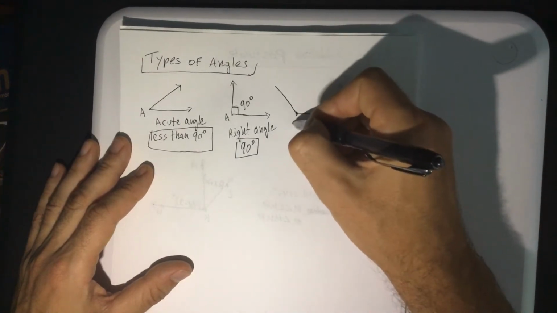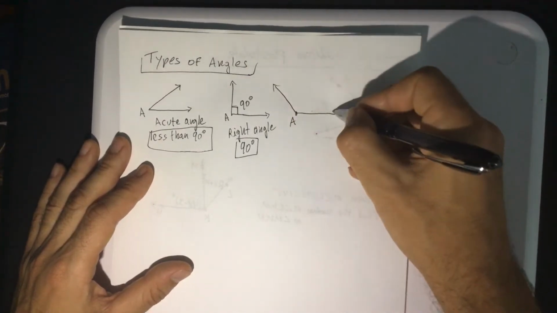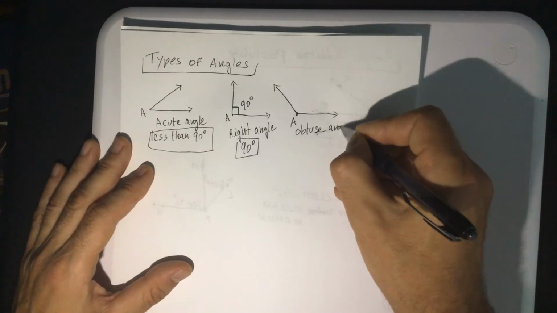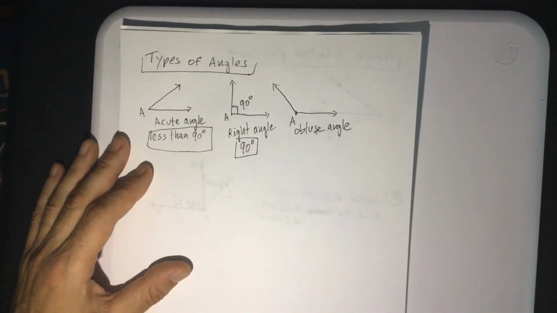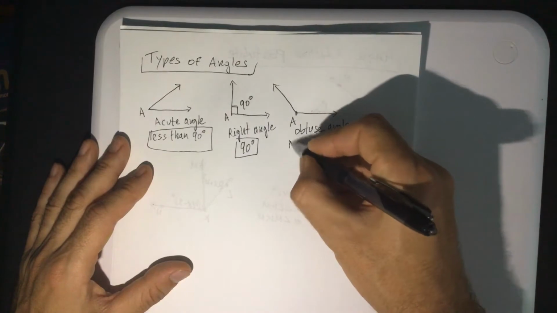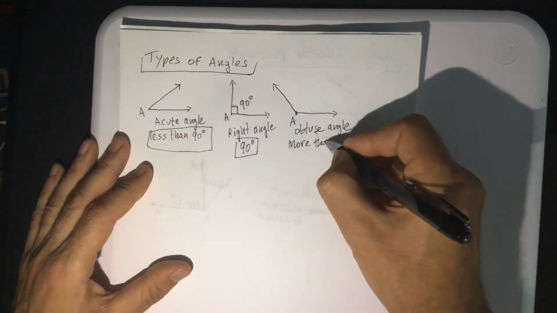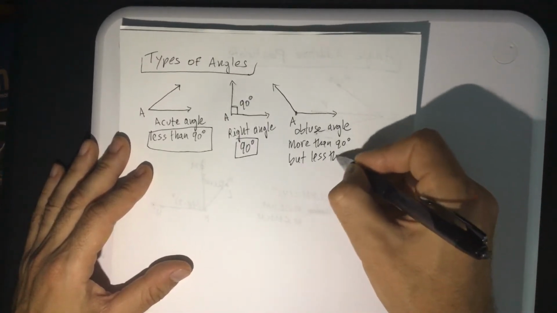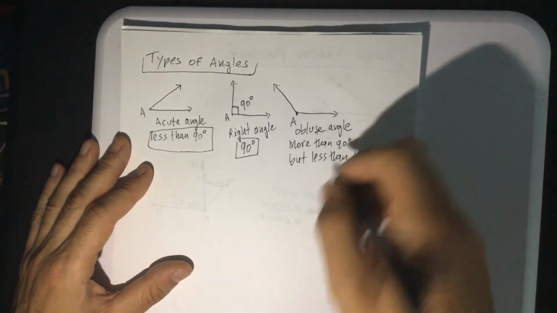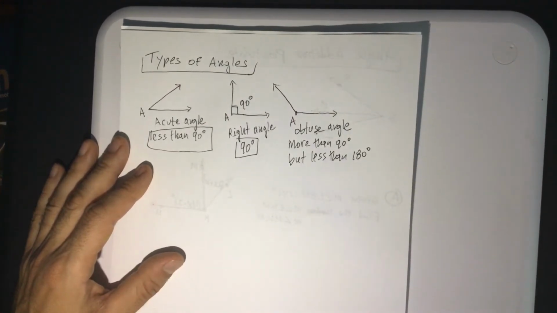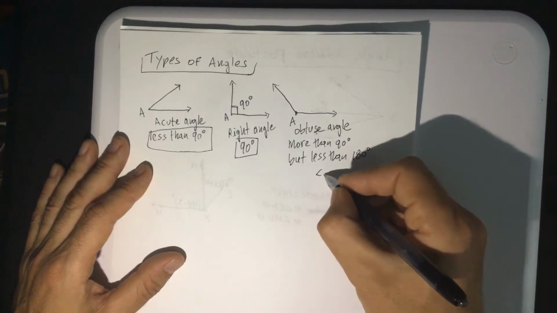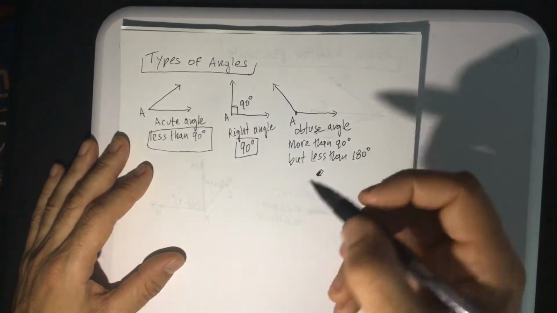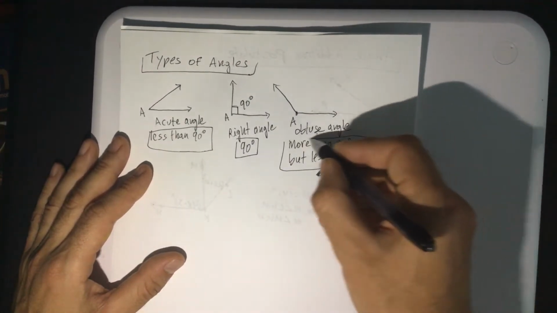And then you have the obtuse angle. So that's an obtuse angle. The obtuse angle is basically more than 90 degrees, but less than 180 degrees. So basically angle A is more than 90 degrees, but less than 180 degrees, and that's what we call an obtuse angle.